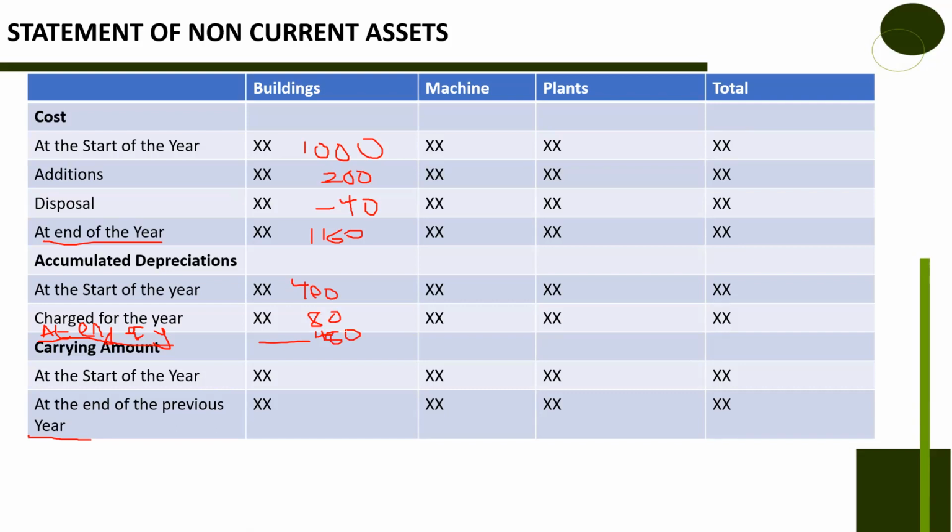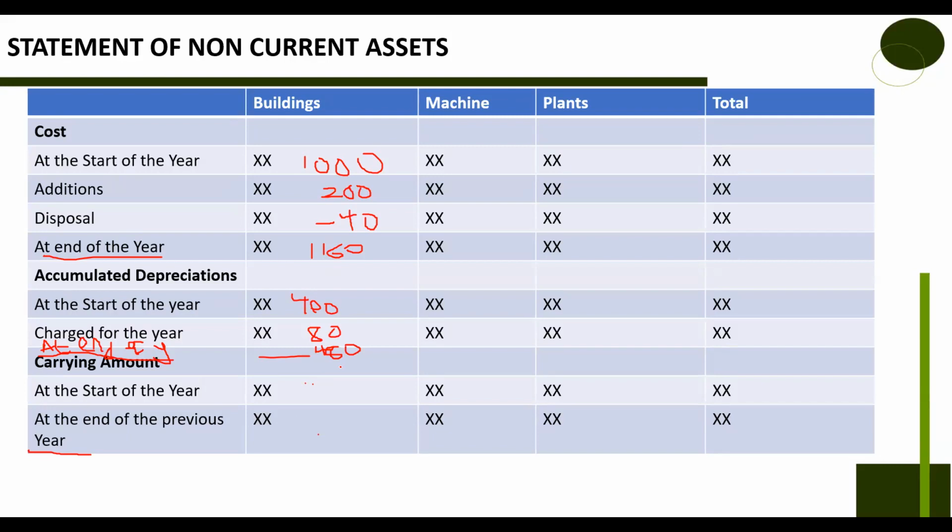It's the same way we did that first one, where we said: cost minus accumulated depreciation equals what? Net book value, or carrying amount. So what was your net book value at the start of the year? You put that here. And what is your net book value at the end of the year? You put that here. The value at the end of the year will be your cost here and your accumulated depreciation here. That is what you get as your net book value for the end of the year.